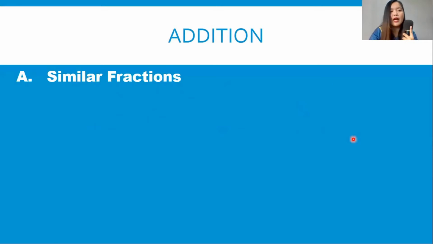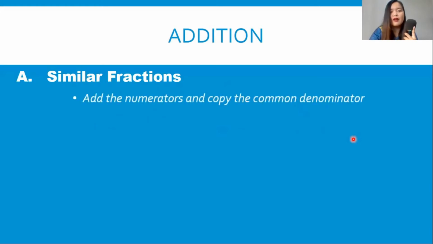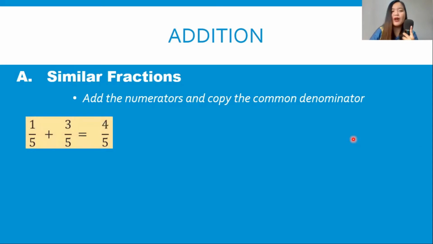But unahin muna natin yung similar fractions. When we add similar fractions, add the numerators and copy the common denominator. But since you are already in grade 7 and we are done with integers, expect that some of my examples in here have a negative sign. Okay, example number 1. 1/5 plus 3/5 equals 4/5.